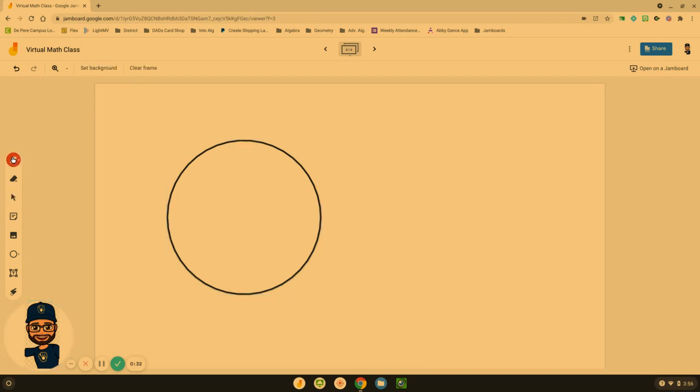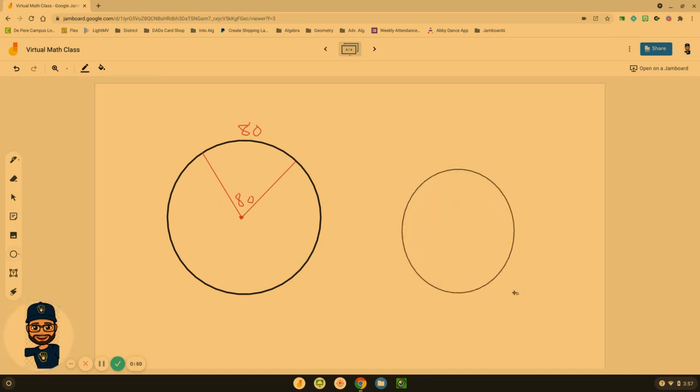Again, if this is my center, a central angle has a vertex at the center. So if this is 80, so is this, because it goes to the center.